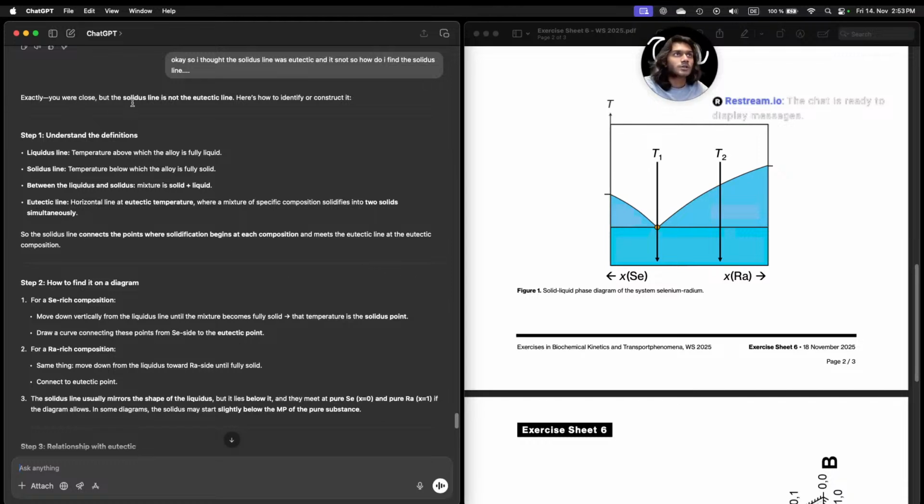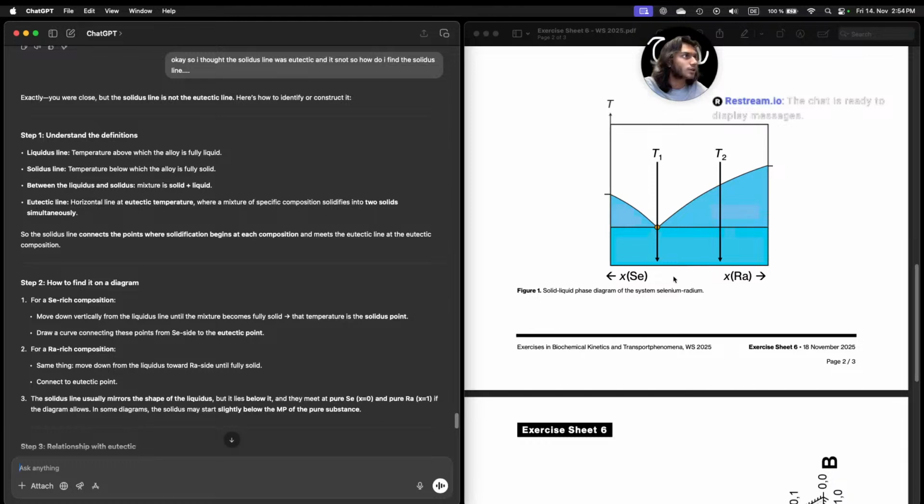Exactly, you were close, but the solidus line is not the eutectic line. Liquidus line, the temperature above which the alloy is fully liquid. So above this temperature, it's going to be liquid. Solidus line, the temperature below which the alloy is fully solid. Between the liquidus and solidus lines, the mixture is solid and liquid.